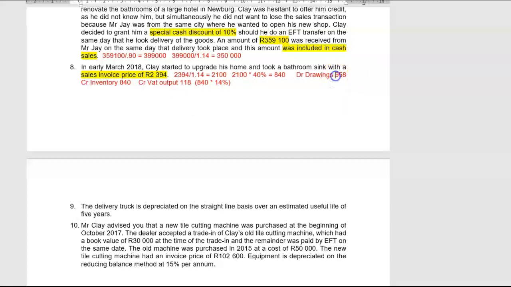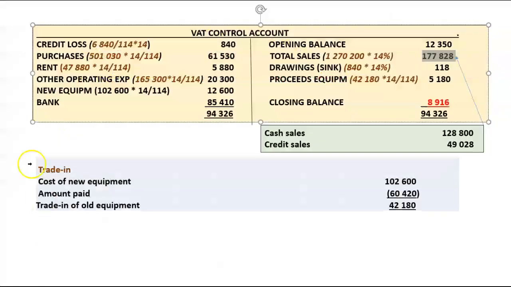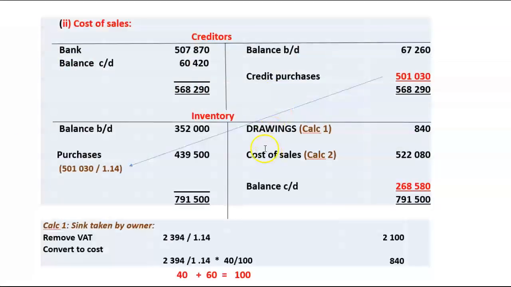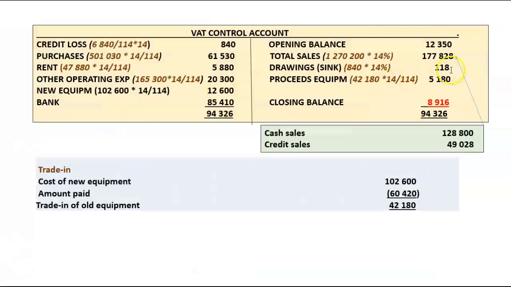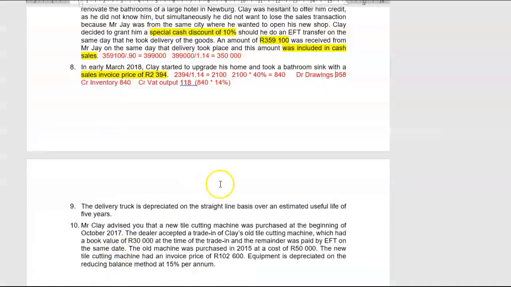So what are we interested in, in this question? We're not interested in the drawings part, but we are interested in the inventory of 840. So in our inventory account on the credit side, drawings 840, and we are interested in the VAT output of 118 rand. So in our VAT output account on the credit side, drawings 118 rand. So then we've updated those two accounts. Good, and then they go on.